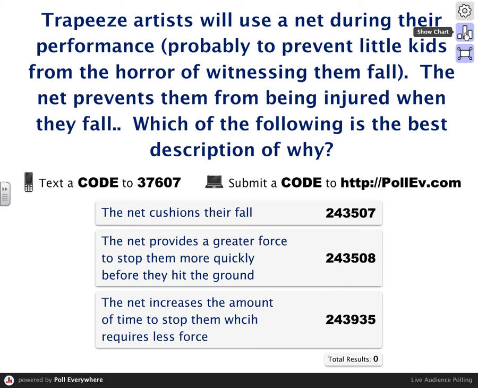So 3 choices. 1, the net cushions their fall. 2, the net provides a greater force to stop them more quickly before they hit the ground. Or 3, the net increases the amount of time to stop them, which requires less force.